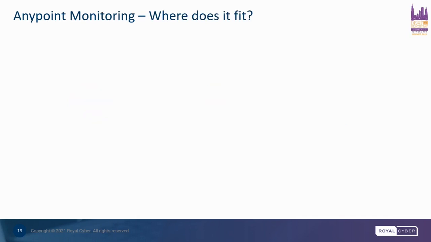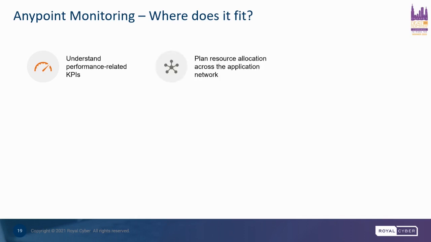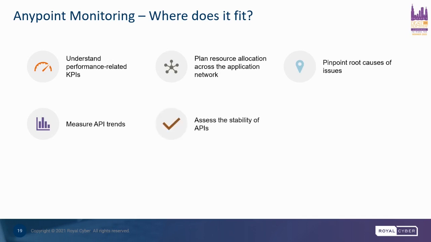So in summary, let's see where Anypoint monitoring solution fits in. So here are some use cases of how you can use Anypoint monitoring. So you can use Anypoint monitoring for understanding the performance related KPIs. You can plan resource allocation across application networks. You can pinpoint root causes of issues. You can use it for measuring API trends. You can assess the stability of your APIs. You can analyze the log data. Finally, you can visualize regional or project based consumption as well.